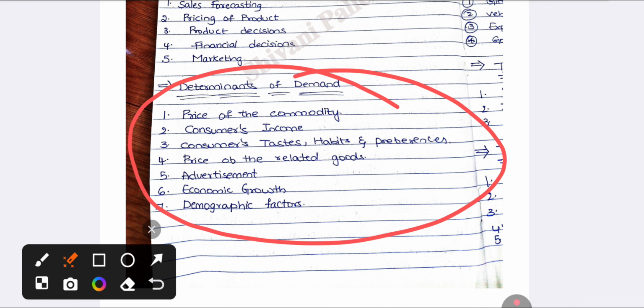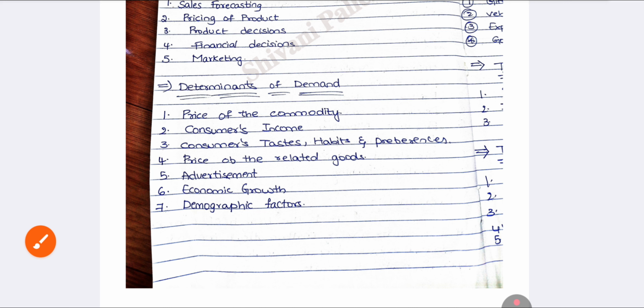Next, determinants of demand. If they are asking, you can include these points. Price of the commodity. For a product, price is important, consumer income is important, consumer preferences are important, price of the related good is also important. Yes, demographic changes are also important. There are different terms which are included in the determinants of demand.